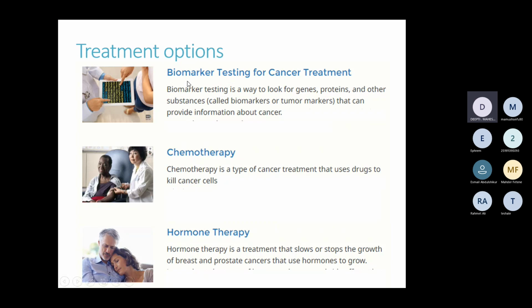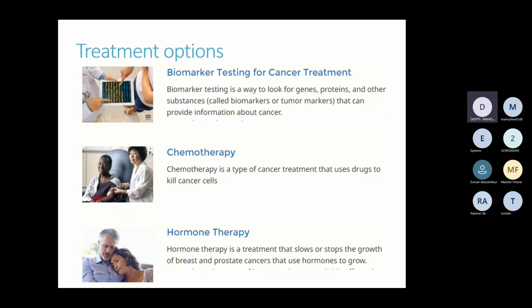And today you have biomarker testing for cancer treatment. Biomarker testing is where you go to the level where you can find out which gene is affected, which protein is affected, and if any other substance, which are called biomarkers or tumor markers, are affected. After testing that, then you give the treatment. So that is a very pinpoint type of treatment. You first test the biomarkers and then give the treatment. So generally monoclonal antibodies and things like that are given, or targeted therapies are also given.